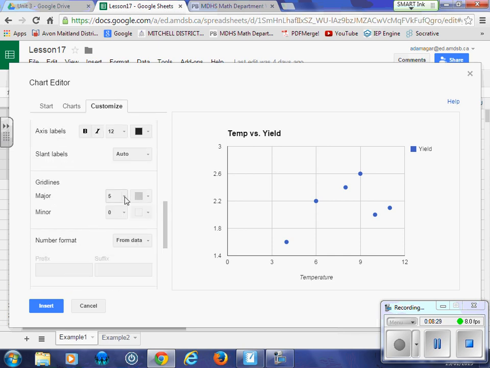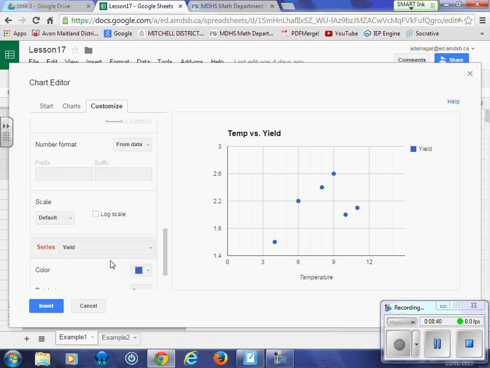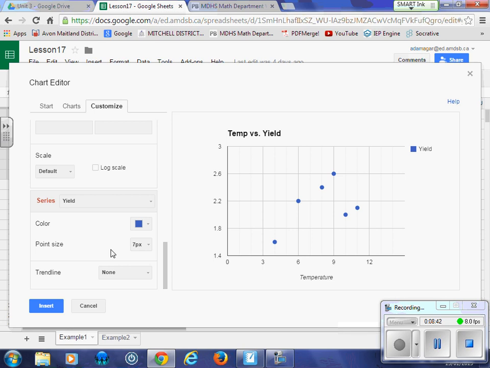Continuing to scroll down, you can put grid lines on if you want. It's up to you. Okay, looks like that maybe. It's up to you on what you're looking at. We want a default scale. I'm going to do it in color. Now, we want to add a trend line.